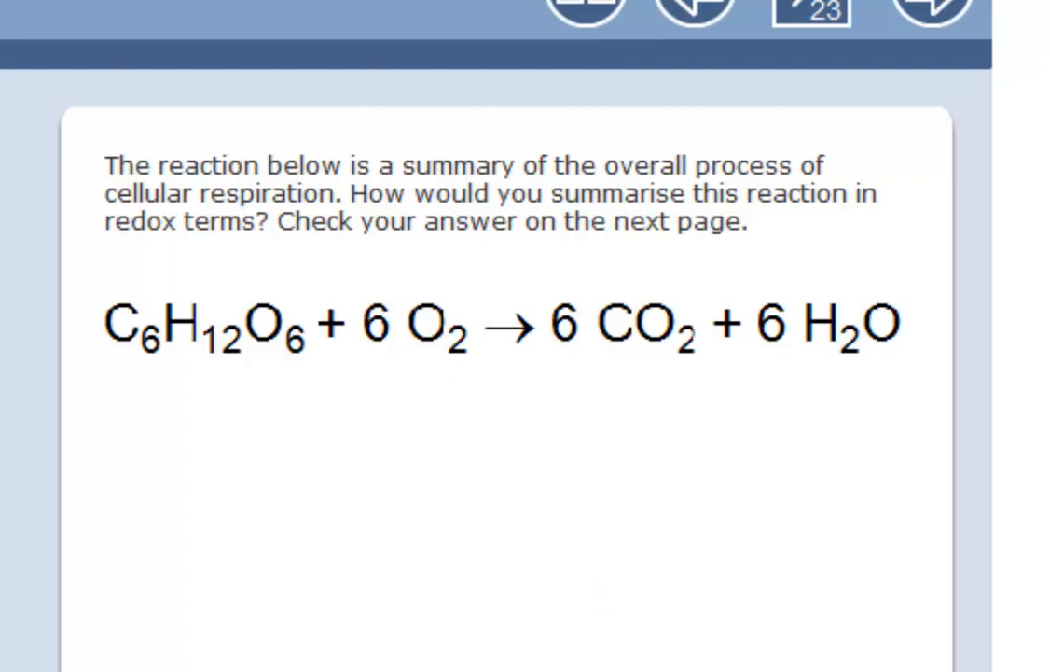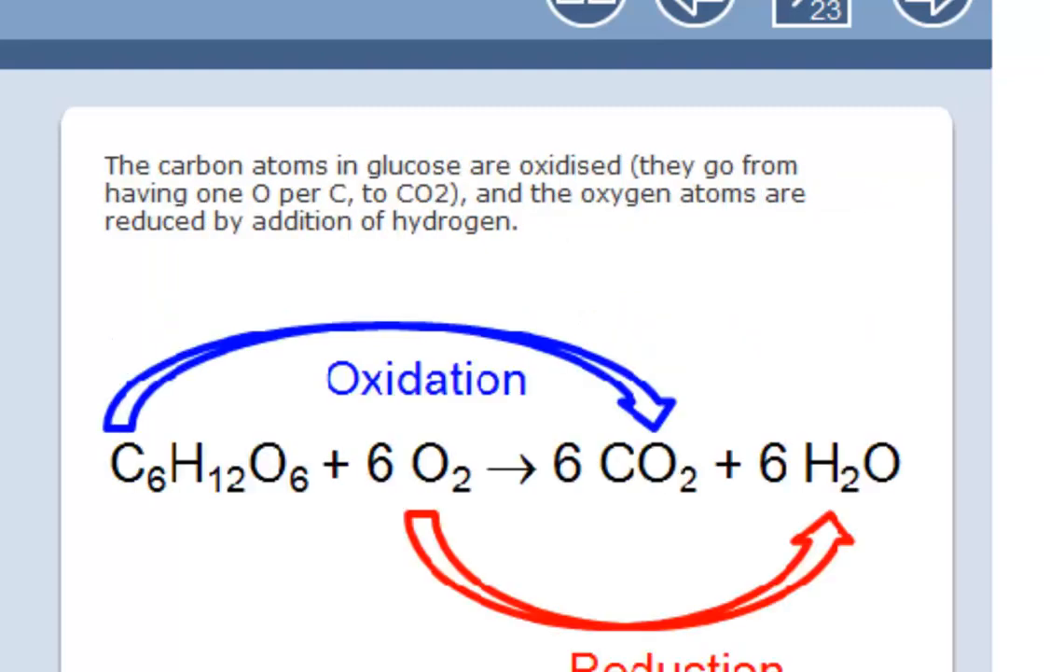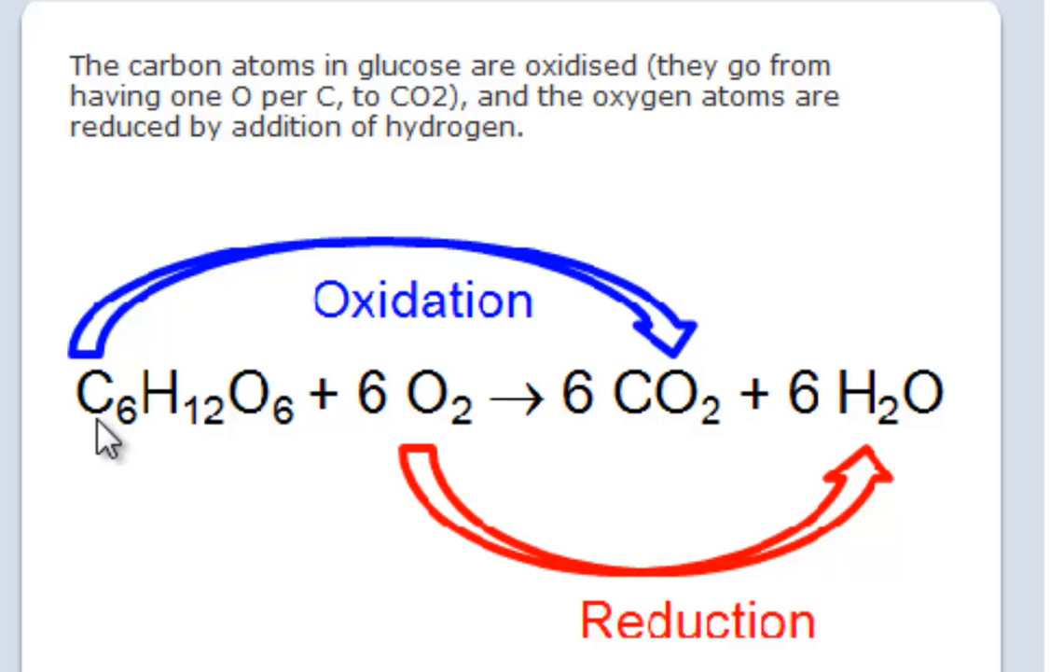Okay, I'm assuming you paused the video, and I'll have a look at the answer. If you look at this carbon atom here in glucose, there are 6 of them, and in the molecule each carbon is associated with a single oxygen. These carbon atoms get converted to carbon dioxide. Now each carbon atom is associated with 2 oxygen atoms. So it's gone from being associated with 1 over here to 2 over here, which is clearly an oxidation because we've added oxygen to the carbon.